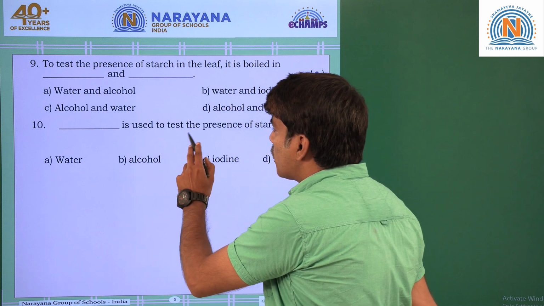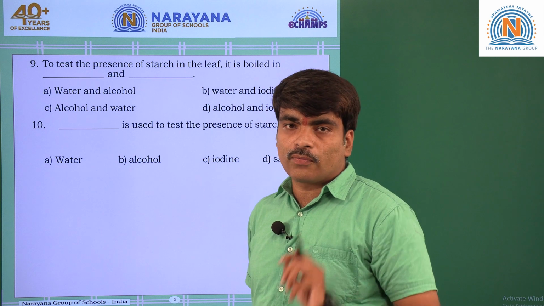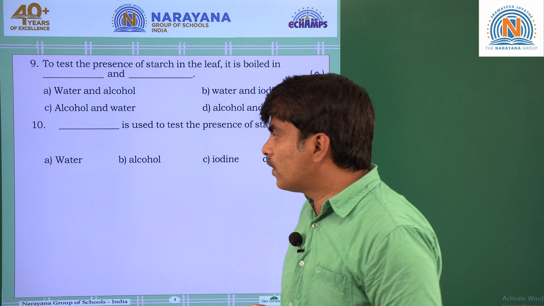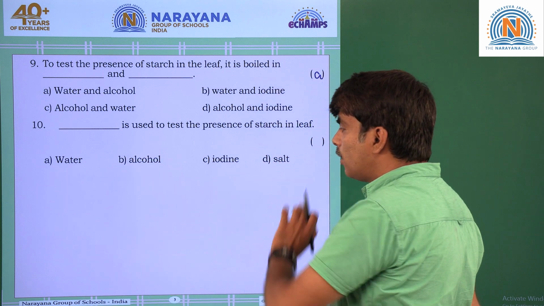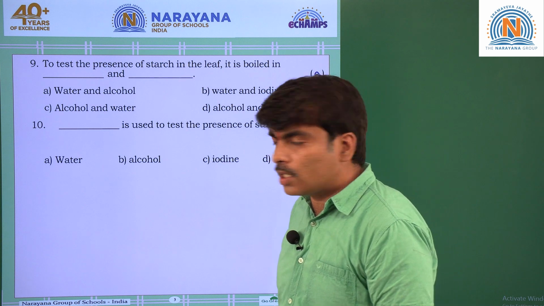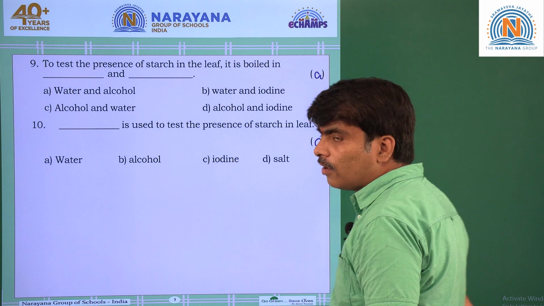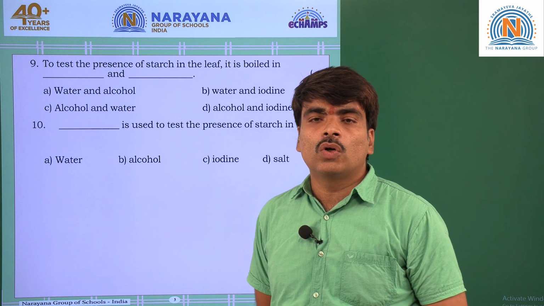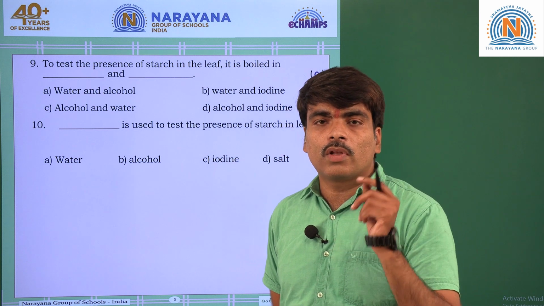Moving on to the last question. Dash is used to test the presence of starch in the leaf. We know that the leaf prepares the food and the food is stored in the form of starch. That is tested with the help of what? A. Water, B. Alcohol, C. Iodine, D. Salt. The option is iodine. When we test the leaf with iodine, we observe that it turns bluish black because of the reaction between the starch and iodine.